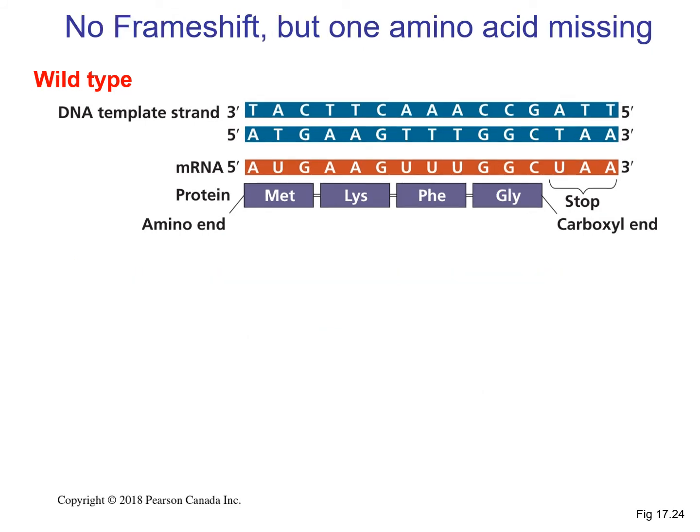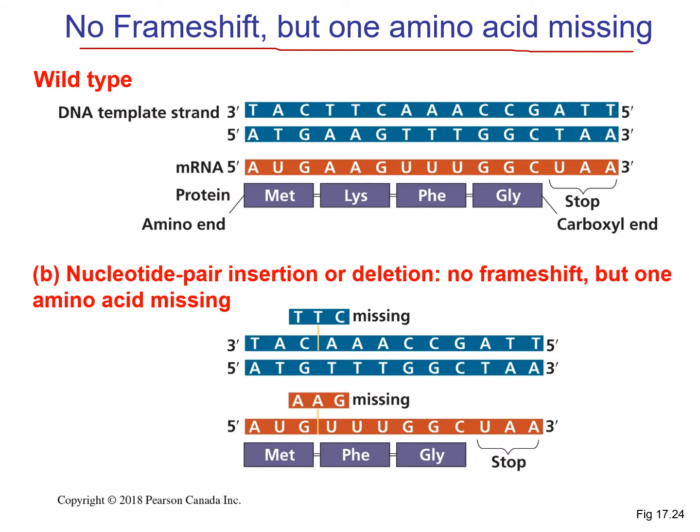So here's another example: no frameshift. It says 1 amino acid missing. So what does this mean? In this case, they are cutting out an entire 3 nucleotides, which of course means 1 entire codon. So in this case we have an AAG missing. We cut out our lysine, that's gone, and then we're just moving on to the phenylalanine and the glycine. Again, it may or may not be a problem. It really depends on where in the protein it is and whether a crucial amino acid is missing or not.